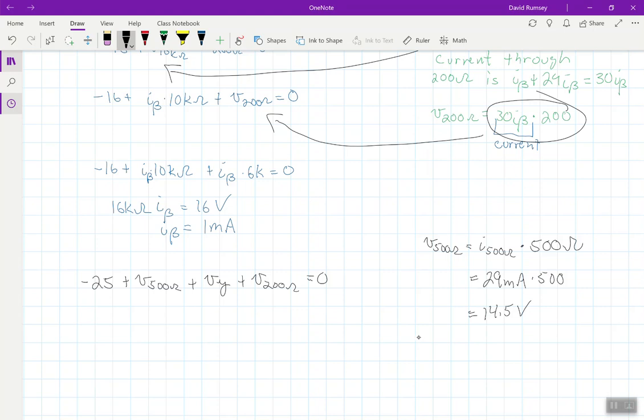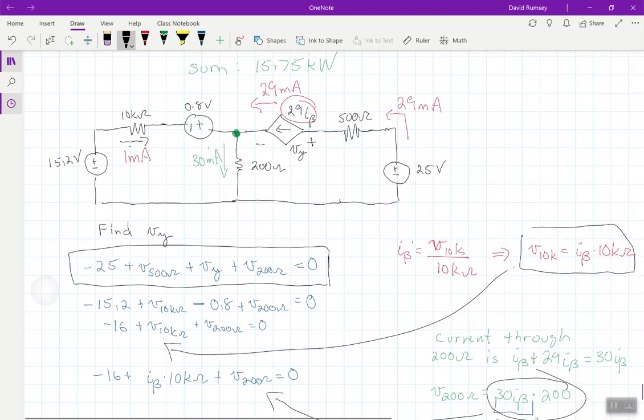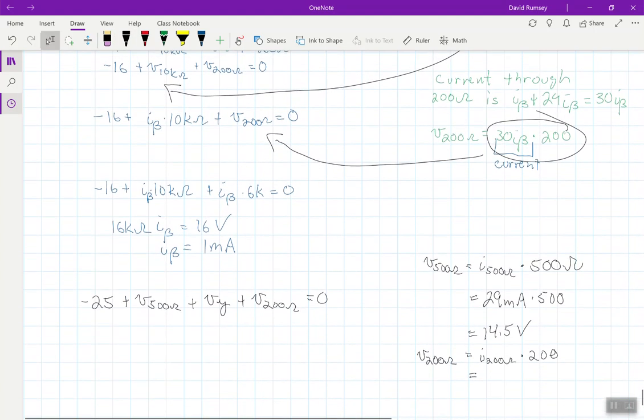Similarly, we can get the voltage for the 200 ohm resistor, because we know it's the current through the 200 ohm resistor times 200, which is going to be 30 milliamps times 200, which is, oh, I did my computation wrong there, which is 6 volts.